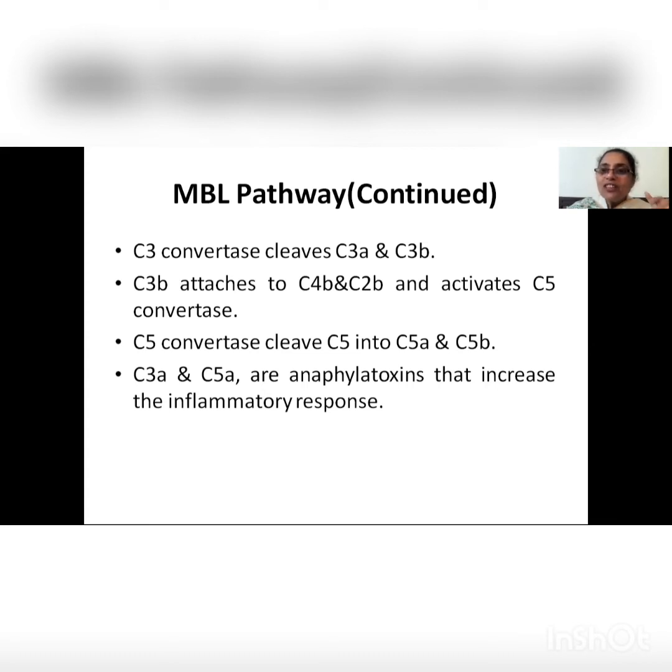Because of the aberrant, that is the changed structure they have, this mannose binding lectin can even recognize the tumoral cells because they do not have the normal structure. So this mannose binding lectin pathway is in this way different from the classical pathway. But once C3 convertase gets activated, this mannose binding pathway also follows the same path as the classical pathway.